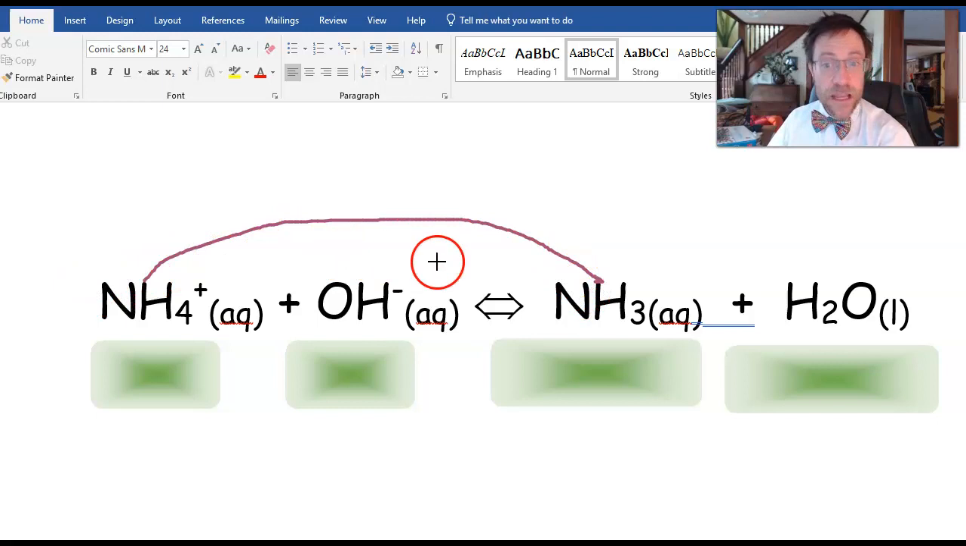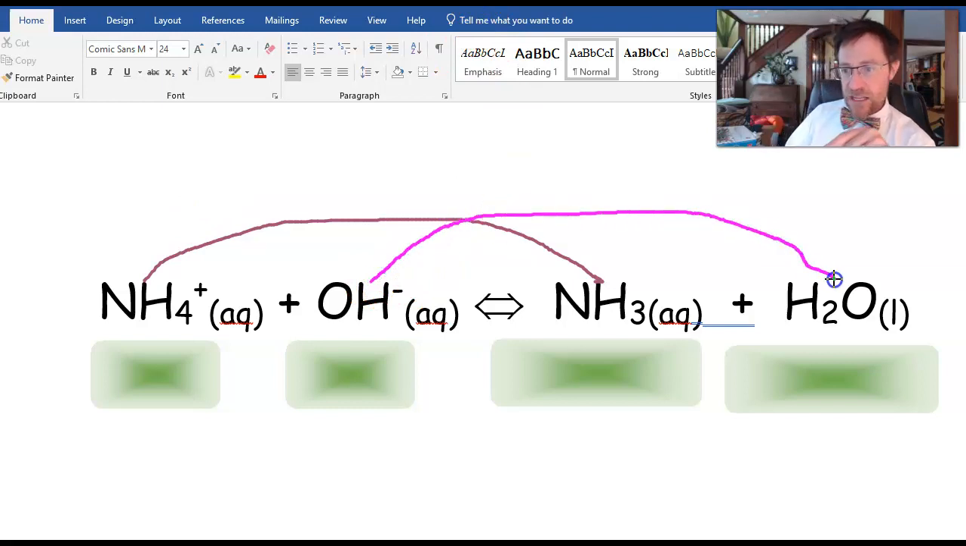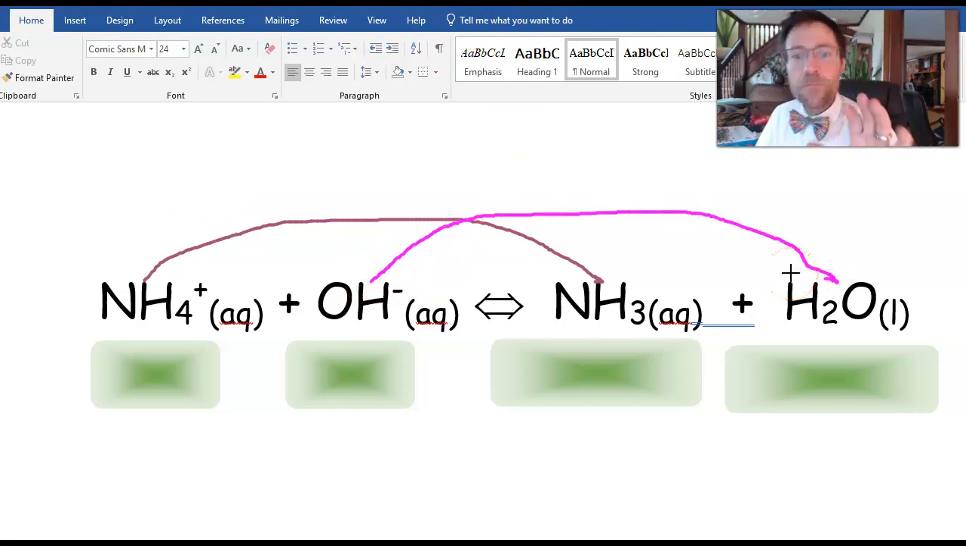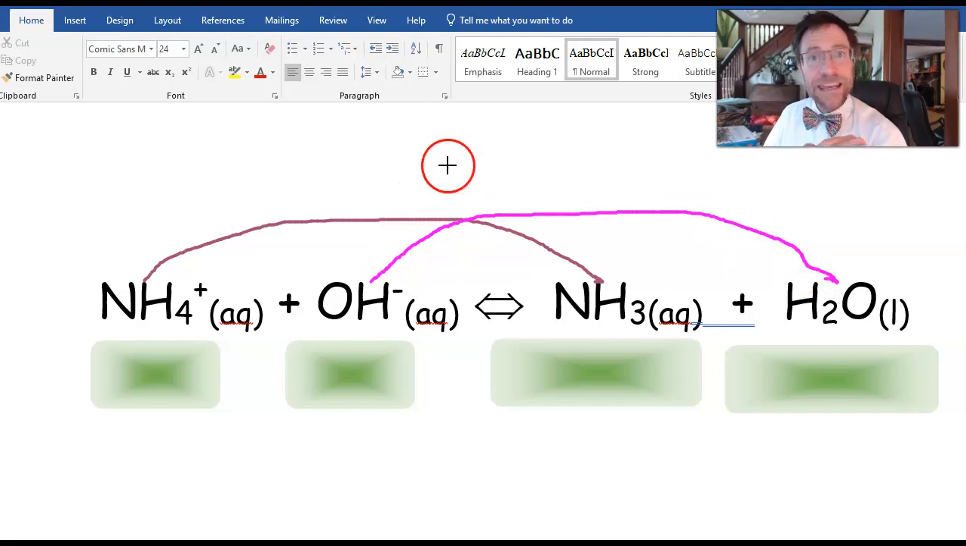You know what I mean? So this is my conjugate acid-base pair. I don't know which is which yet. I just know that these two things are different by one hydrogen. Therefore, they are matched. And these two are my conjugate acid-base pair because they are different by one hydrogen. Right. And now we got to ask ourselves a question.